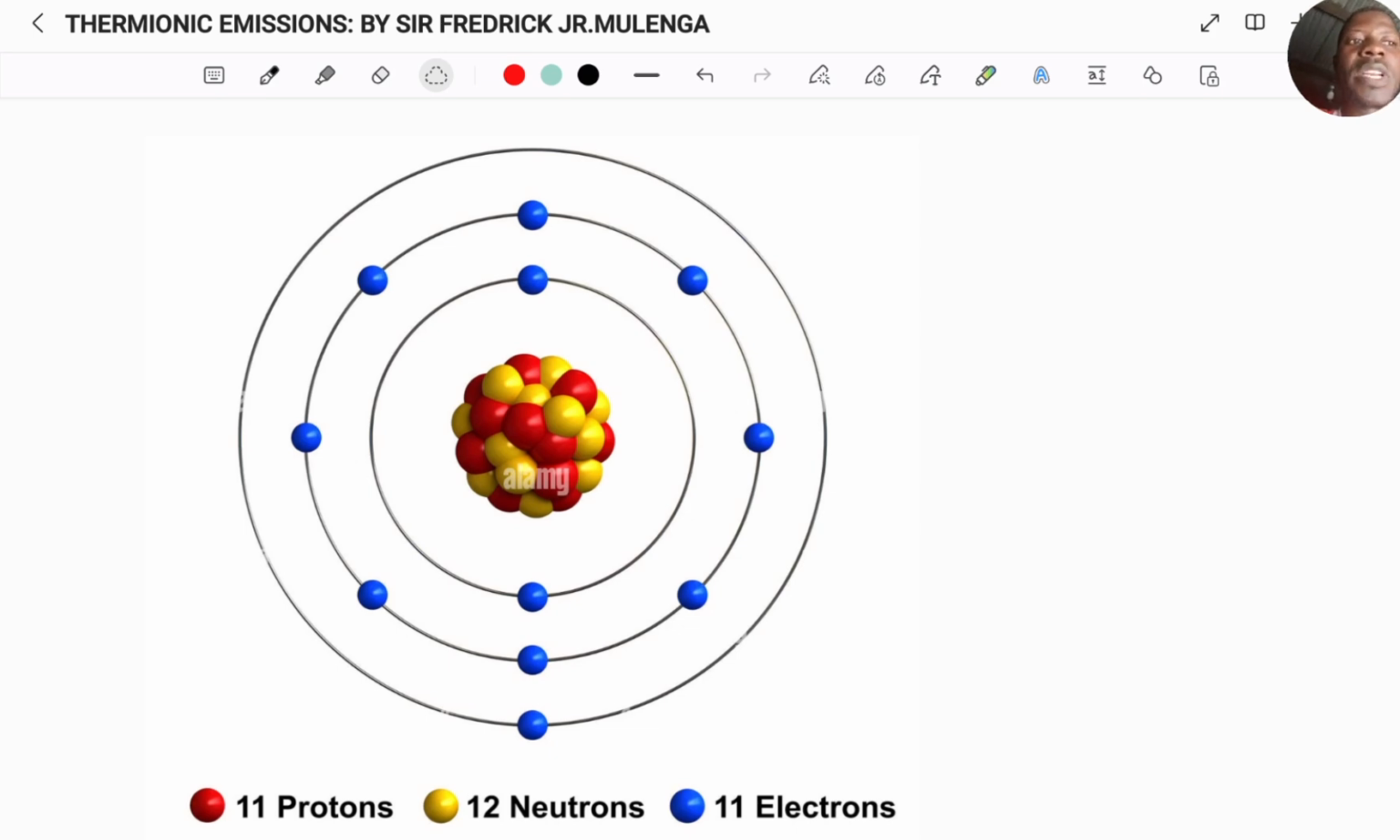So today we want to start looking at thermionic emission. But before we start looking at that, let us understand a few things. When we understand them, definitely we are going to enjoy this lesson.